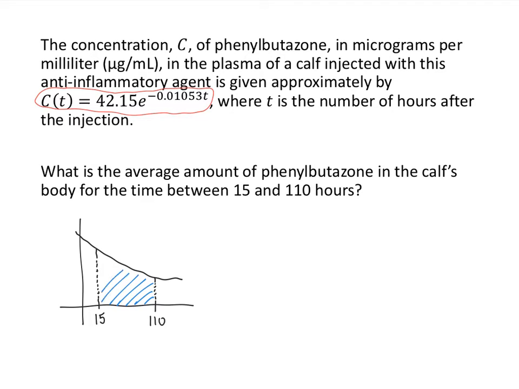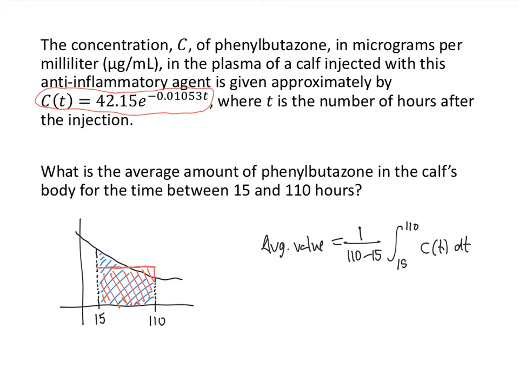At first it might not seem like area has anything to do with this problem. But if we find that area, the average value of this function, which is going to be some y value somewhere around there, is going to be such that the area of this red rectangle that I've drawn here is the same as the blue area under the curve. The net result of that is that the average value that we're looking for is going to be 1 divided by the base of the rectangle, which is, in this case, 110 minus 15, times the integral from 15 to 110 of my concentration function.